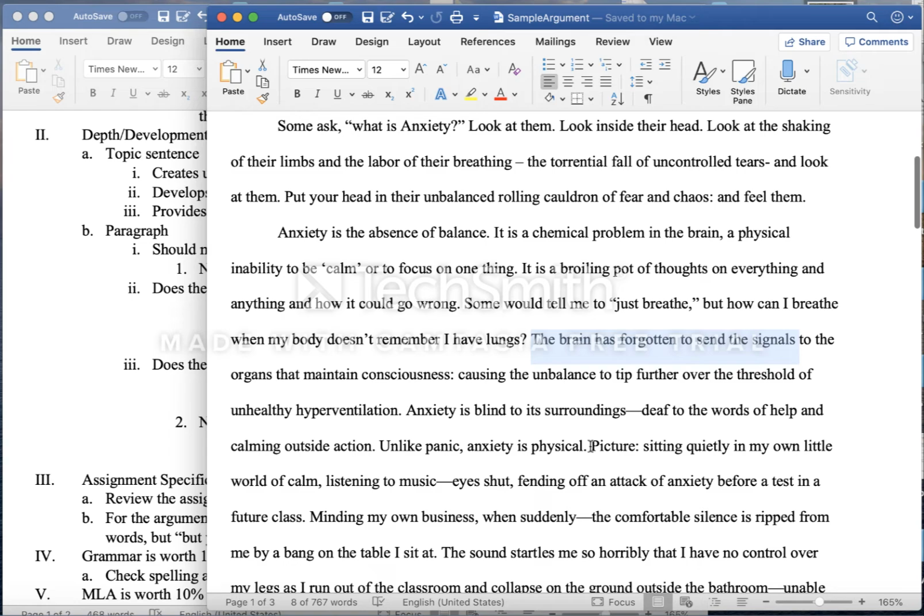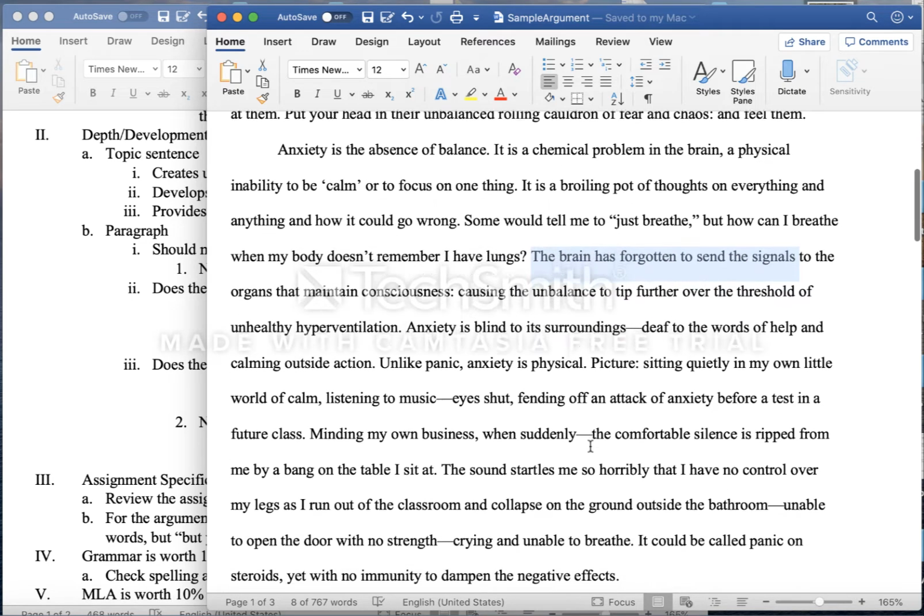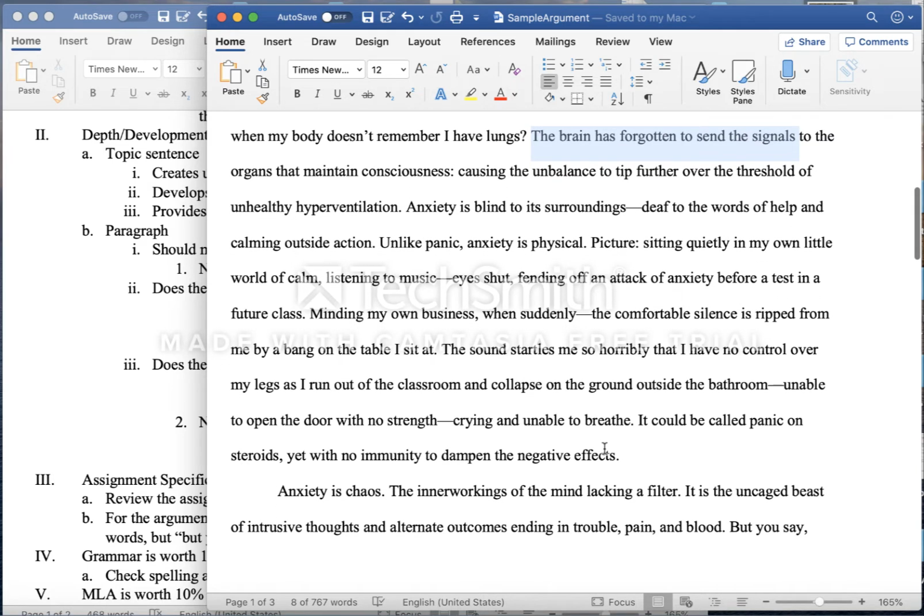Minding my own business when suddenly the comfortable silence is ripped from me by a bang on the table I sit at. The sound startles me so horribly that I have no control over my legs as I run out of the classroom and collapse on the ground outside the bathroom, unable to open the door with no strength, crying and unable to breathe. So all of that is an example of anxiety from lived experience. It could be called panic on steroids, yet with no immunity to dampen the negative effects.